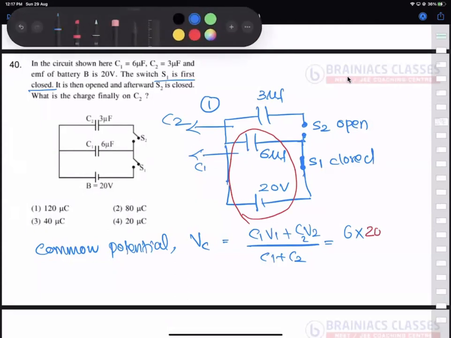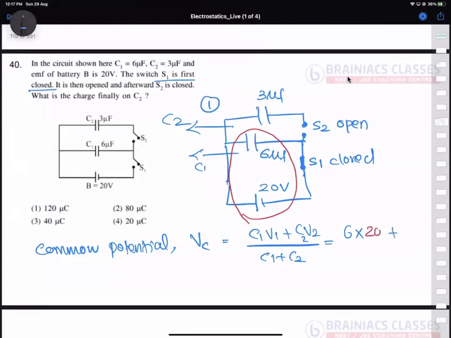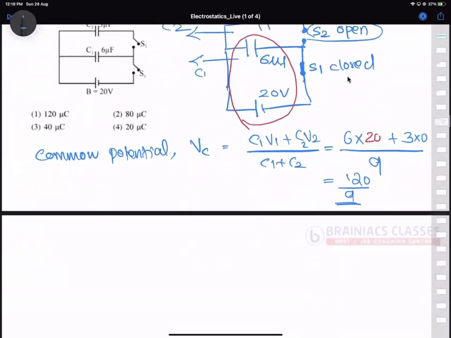Then the next one is C2 V2. C2 is 3 microfarad, but the C2 capacitor is completely disconnected because S2 is open. The wire is cut, so it has no voltage. Divided by C1 plus C2, which means 6 plus 3, equal to 9. So 120 divided by 9 is the common voltage. Any doubt? Okay, 120 by 9 is the common voltage.